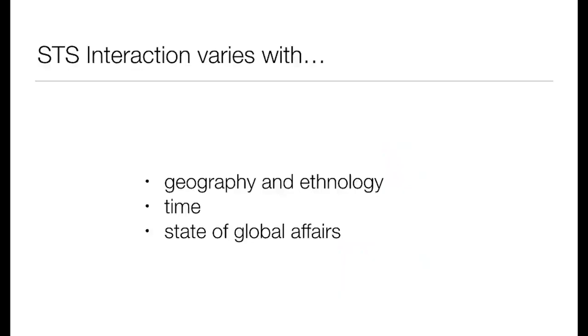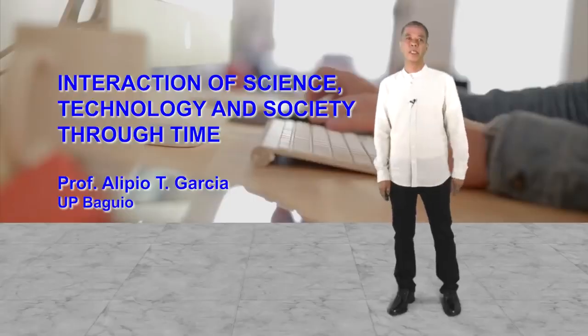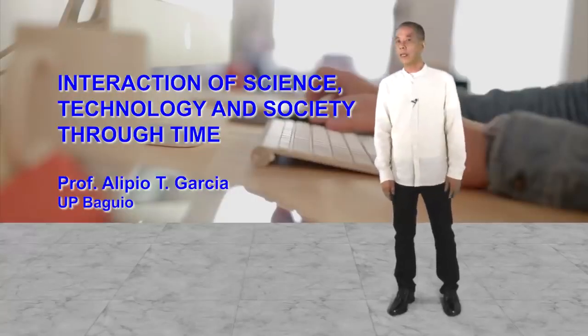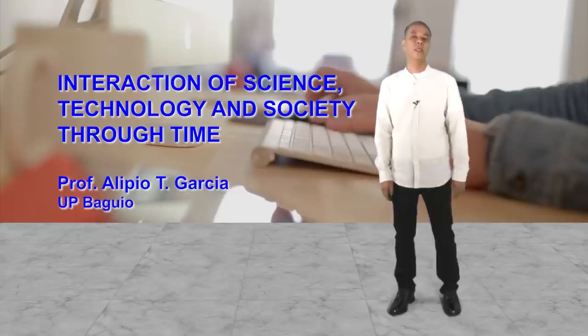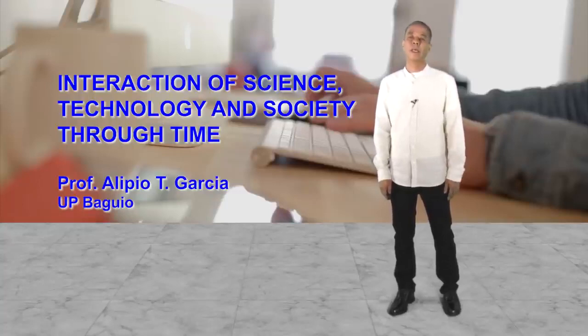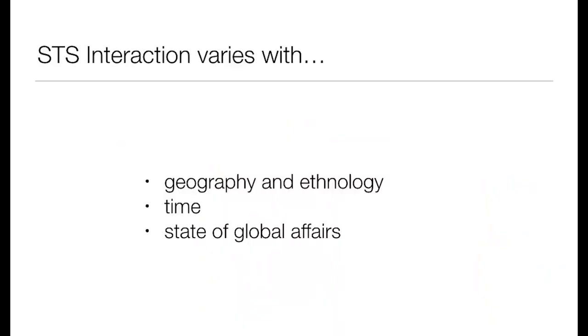The interaction varies with several factors. It varies with geography and ethnology, characteristics of the society. For instance, the interaction of STS would be different in a society that is highly religious. It would be different also for societies that are highly industrialized. It would be different for an Amish society, where the interaction of science, technology, and society is also glaringly different. It also varies with time, because throughout our history, things change, factors change, forces change.